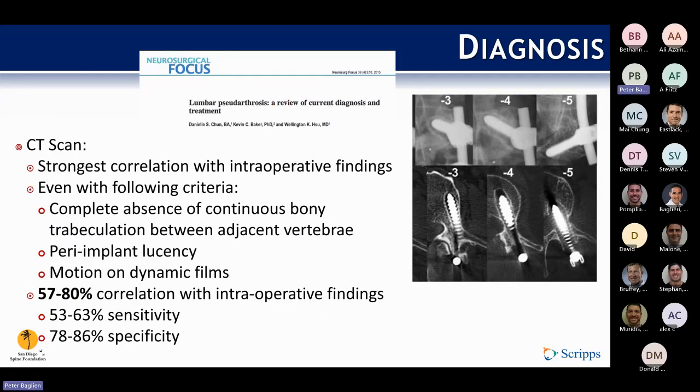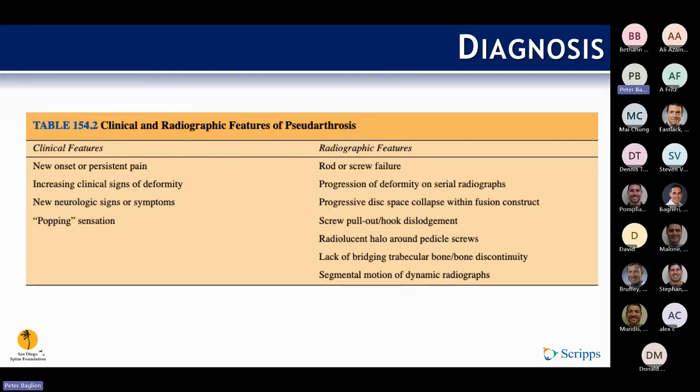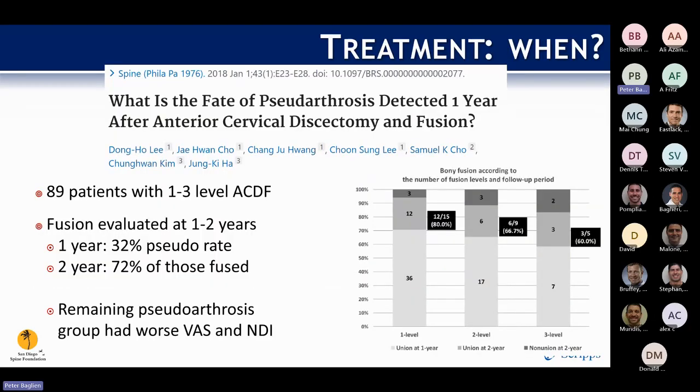Again, this was another study that looked at CT scan specifically, and they looked at specific criteria with regards to CT scan. So whether they had complete absence of continuous bony trabeculae, peri-implant lucency, and then motion on dynamic films. And even CT scan, as the previous study showed too, only had about a 57 to 80% correlation with intraoperative findings. And so just because the CT is telling you something, the clinical suspicion for pseudoarthrosis has to be there as well. This is a brief summary table. I won't spend too much time on that, but it shows some of the clinical features associated with radiographic findings of pseudoarthrosis. And then we'll move on to treatment.